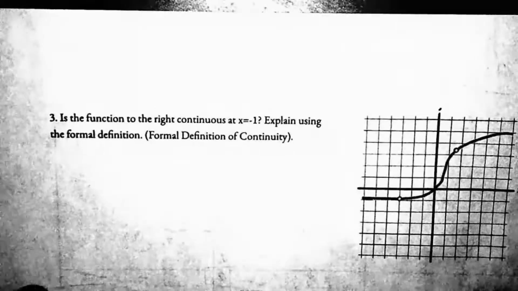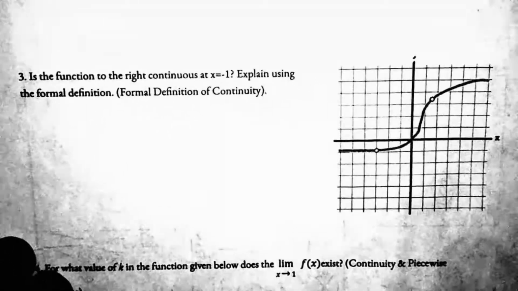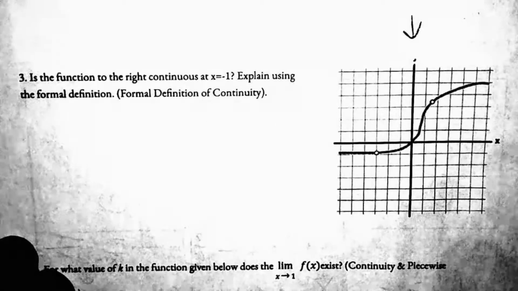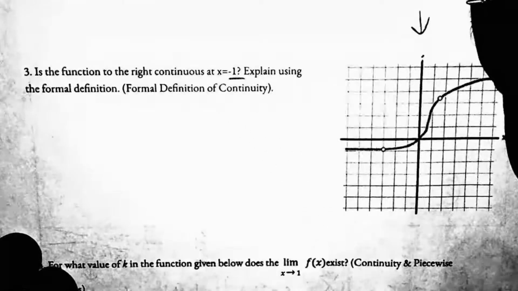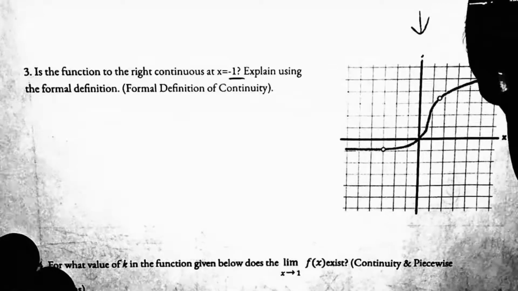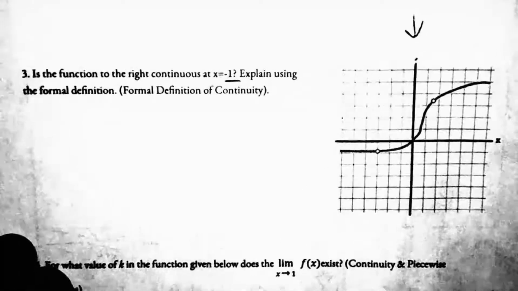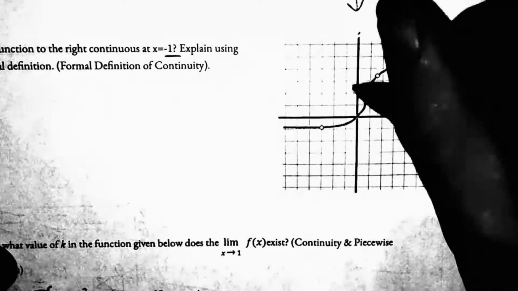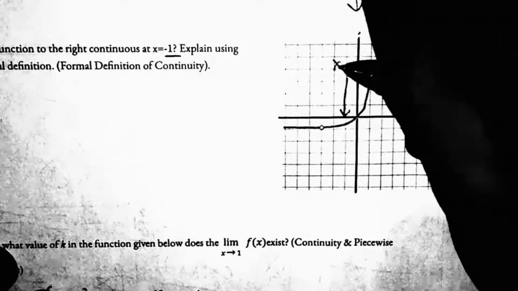Okay, number 3. We have a graph to our right showing a function, and we're being asked, is the function to the right continuous at x equals -1? Explain using the formal definition. Okay, so before we get into the formal definition, let's take a look at our graph. Let's go to -1, right? This is x equals -1 right here.